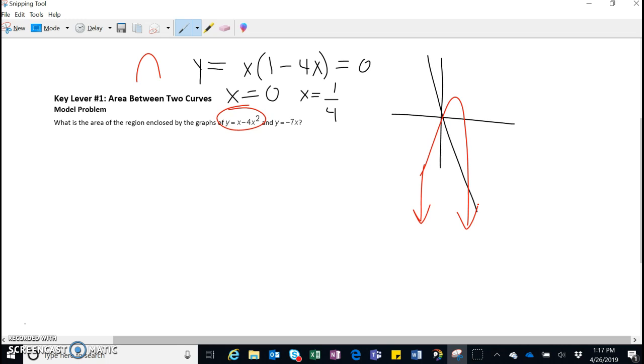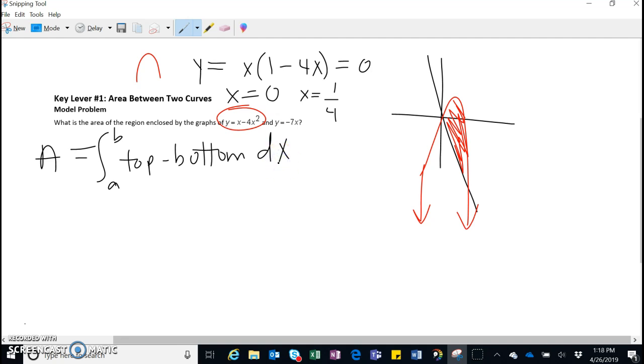And really what I want to make sure I capture here is the area bounded by those two graphs. So the biggest idea and the biggest key lever for this is that area is equal to the integral from a to b of our top minus bottom with respect to x. And this is going to be a pretty standard run through of an area computation. So if I just stand over here in my region and I look up, the function on top is definitely going to be that x minus 4x squared quadratic. And then I want to subtract the function down below, which is the negative 7x.